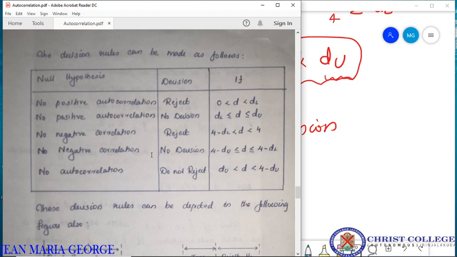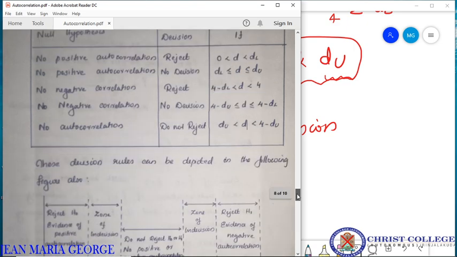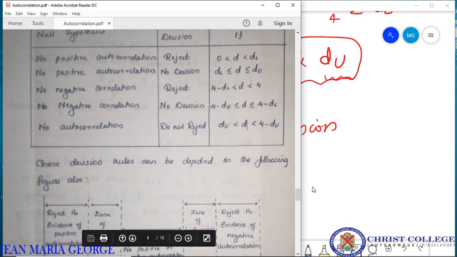Again, if the D value lies between 4 minus dU and 4 minus dL, dU and dL being the upper and lower limits, between these 2 values we cannot make a decision. Finally, if the D value lies between the upper limit dU and 4 minus dU, then there is no autocorrelation; we do not reject the no autocorrelation hypothesis. So this is the condition for taking a decision based on the null hypothesis.